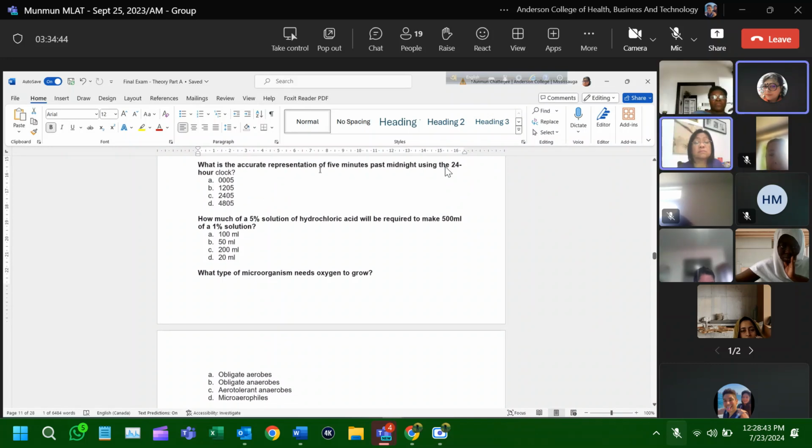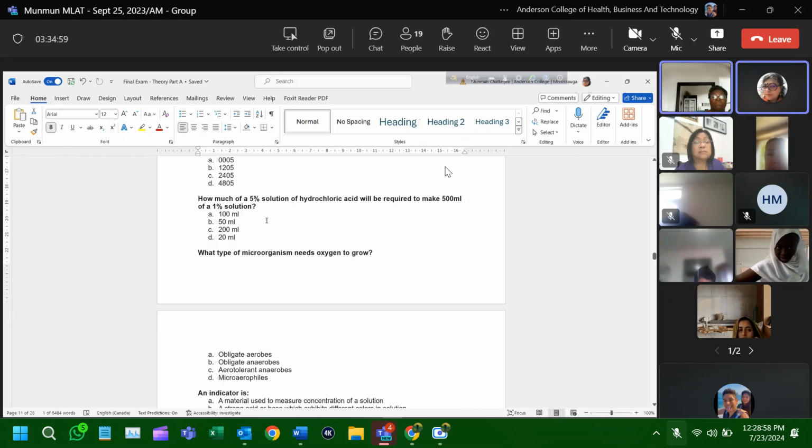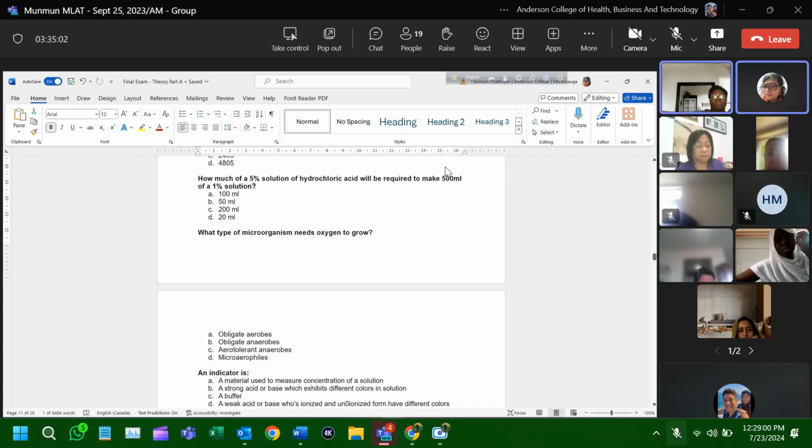What is the accurate representation of 5 minutes past midnight using the 24-hour clock? Okay, 0005. A. Okay. How much of 5%? This is also a calculation.